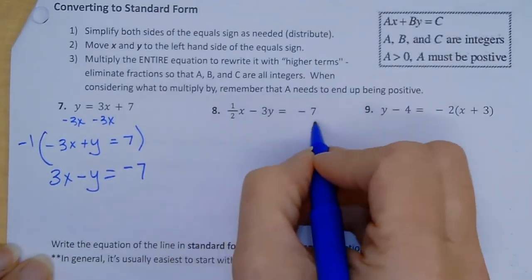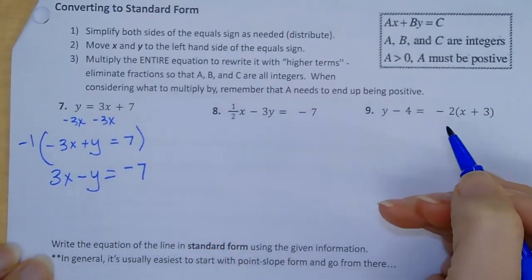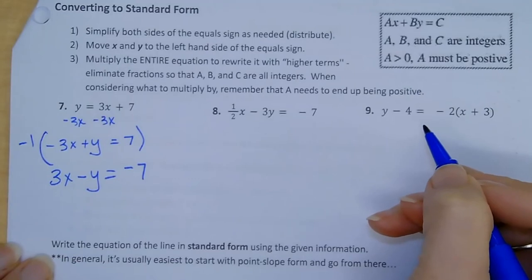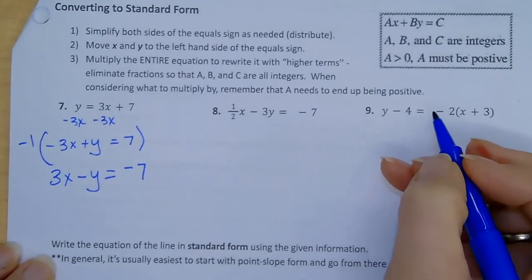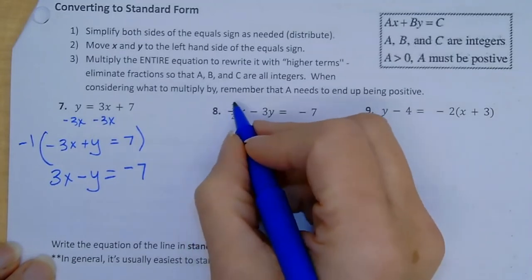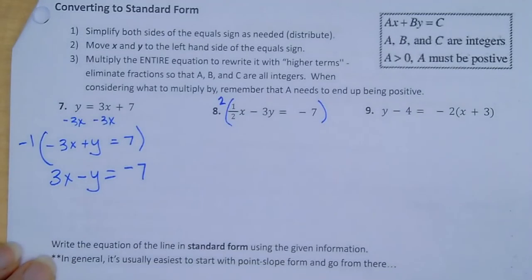All right, so let's look at number 8 here. Number 8 has fractions, and I don't want any fractions. So we've talked about this before. The way to get rid of a denominator is to multiply by that denominator. I'm going to multiply every single term by 2 so that I can get rid of that fraction.